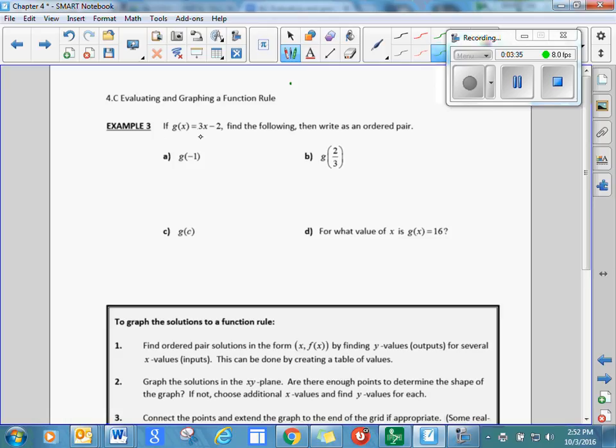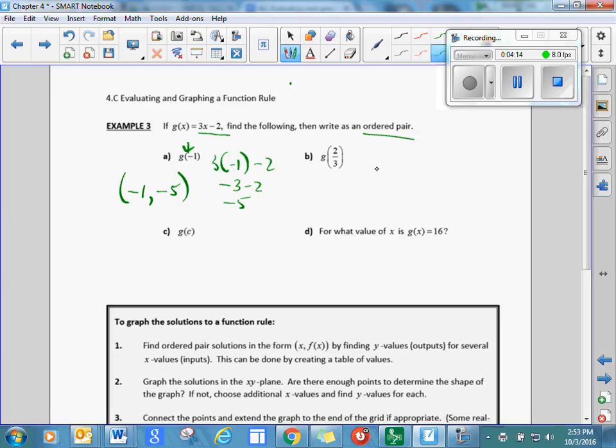Notice that now our equation is g of x, so it's not always f of x. They can really use any variable they want. So now we have an equation, g of x, our output is 3x minus 2. So again, we're going to do just like we did before. What is g of -1 when the input is -1? 3 times -1 minus 2, which is minus 3 minus 2, or -5. So the ordered pair looks just like it did before. -1 is the input and -5 is the output. It's asking us to write an ordered pair.